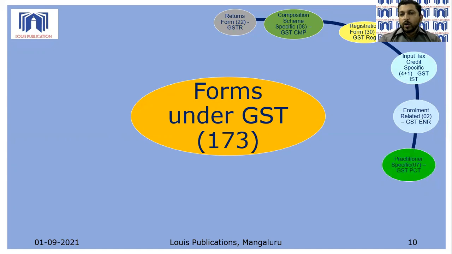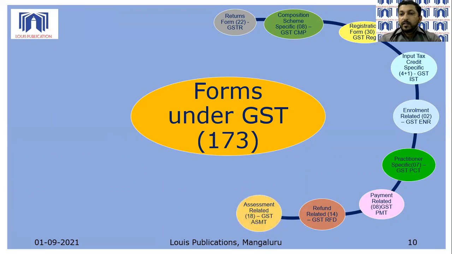Then any person who wants to practice as a commercial tax practitioner of GST will have to complete these forms and submit them online. Practitioner specific, there are 7 forms under the name GST PCT, indicating practitioner. Then we have payment related forms. There are 8 in number by the name GST PMT. Then we have refund related forms, 14 forms in all by the name GST RFD. Then we have assessment related forms, 18 in number, GST ASMT.